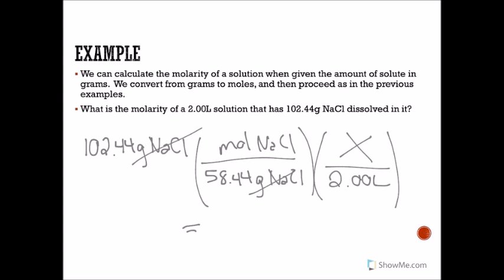And if we multiply all this out, we have 102.44 divided by 58.44 and divided by 2. And we get 0.876 moles per liter of sodium chloride.